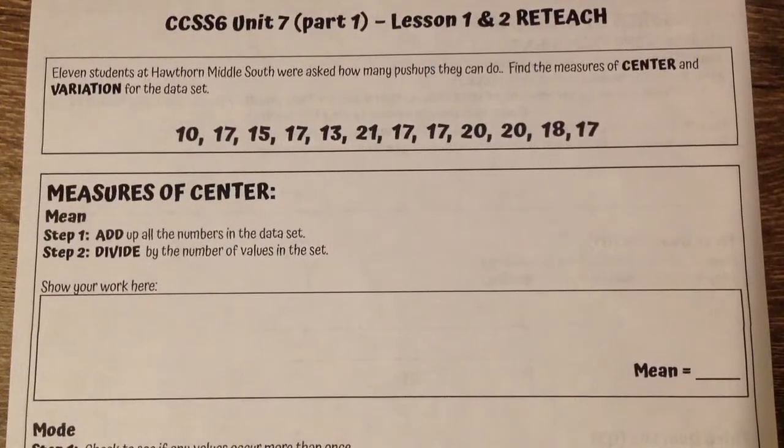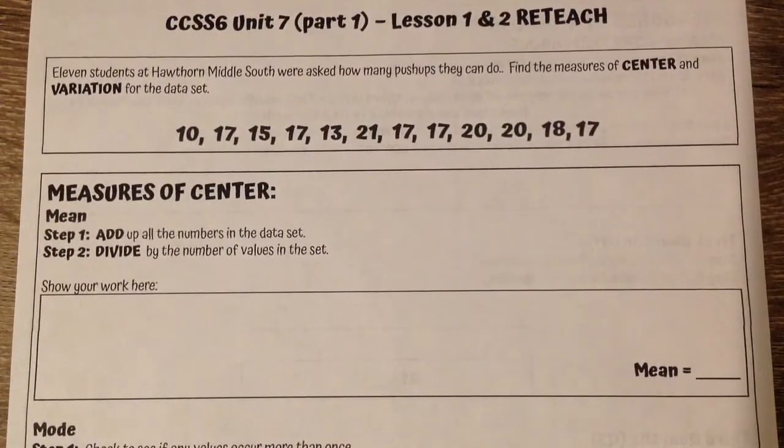Alright, today we are going to be looking at reteaching lesson 1 and 2. So looking at statistics, finding measures of center, which is looking at the middle, the center of data, and measures of variation, which is looking at how varied, how spread out, or how close the data is. So this example is what we're going to use to find all of these.